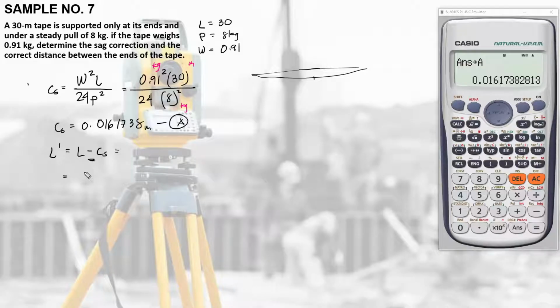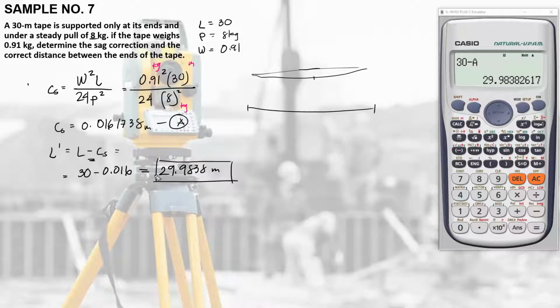So, substituting our values. Kung 30 meters yung tape natin, kasi dulo-dulo mo lang gagamitin yung tape natin, laging 30 yung length natin. Minus CS is yung 0.016. And then, makukuha natin si correct value ng tape natin. Yung tape pala natin, kapag ginamit natin, tas may sag lang tayo na ganyan, and then may force na ganon, ang mame-measure lang pala natin is 29.9838 meters. So, yun lang yung correct distance between tapes. Yun lang si sag. So, another example.